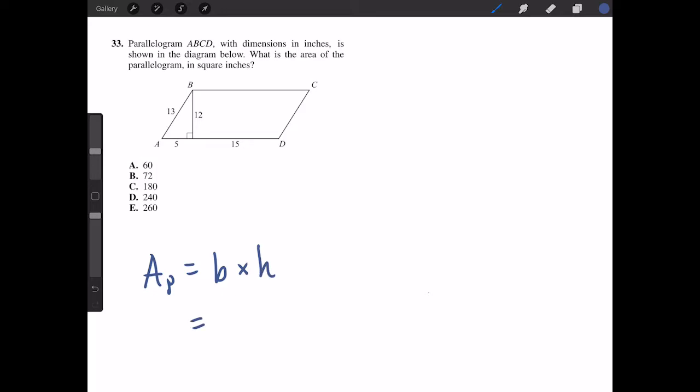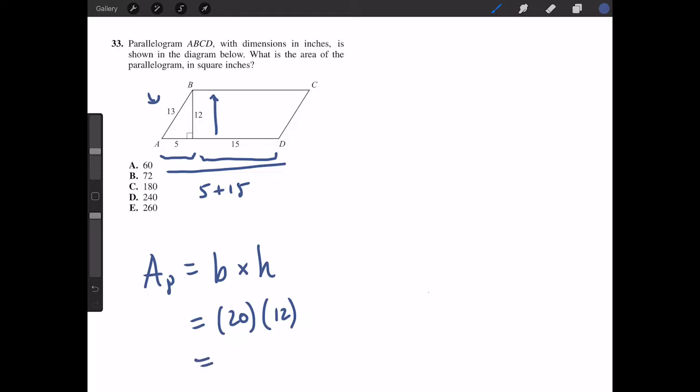You know that the base is equal to, and be careful here, you have a segment that measures 5 and then a segment that measures 15. So the entire base is equal to 5 plus 15, which is equal to 20. And then you would multiply that by its height, which is this one right here, of 12. Don't be confused by this 13. That's not the height of the parallelogram. That's just the measurement of one of the sides. Anyways, 20 times 12 is equal to 240.